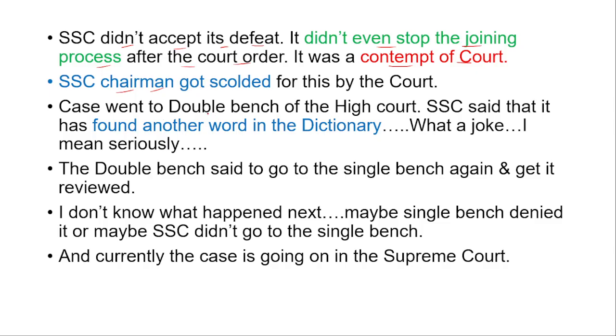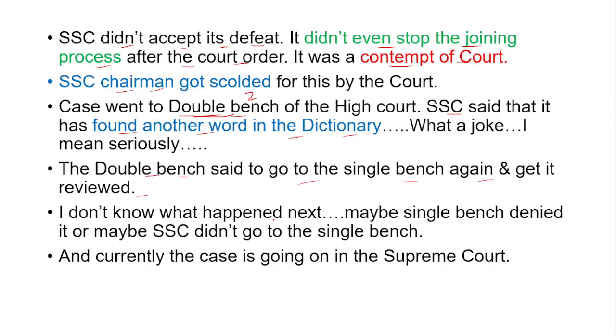After that, the case went to the double bench. The earlier court order was given by a single bench. Single bench means there will be a single judge, and double bench means there will be two judges. So the SSC said that they have found another word in the dictionary. Means, what a joke. Means they want to do anything just to prove themselves right. Then the double bench said, go to the single bench again and get it reviewed.